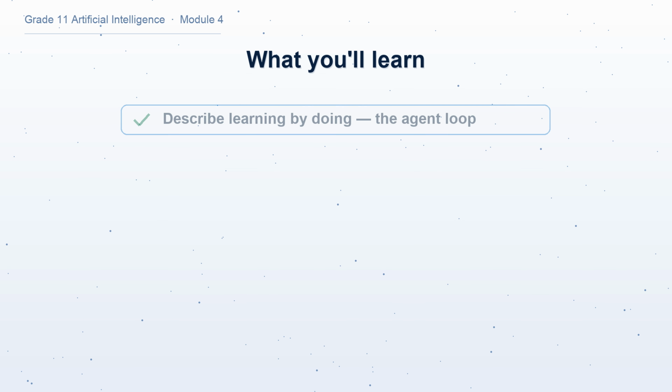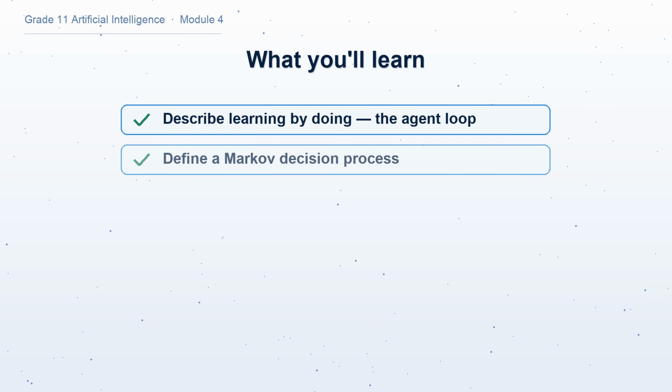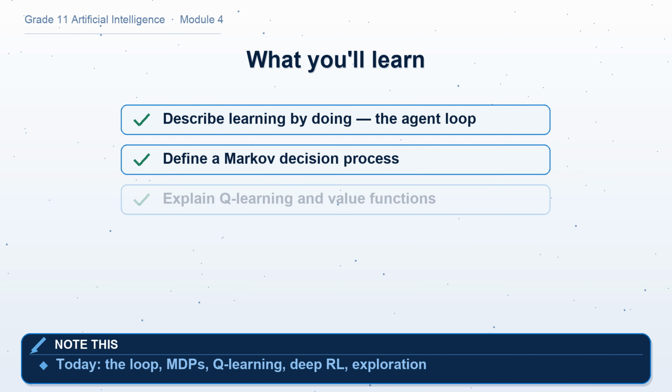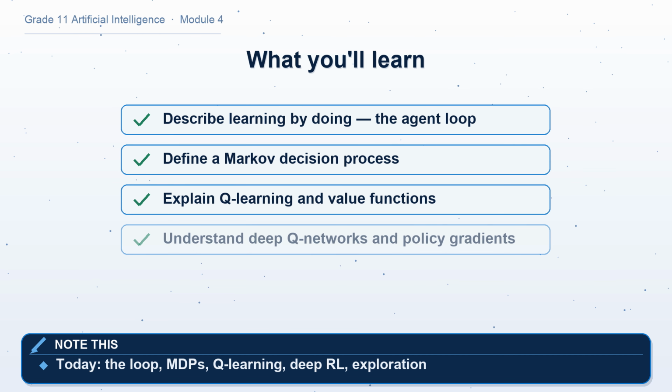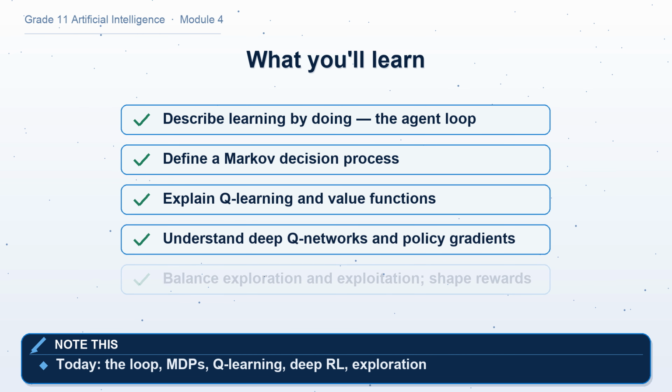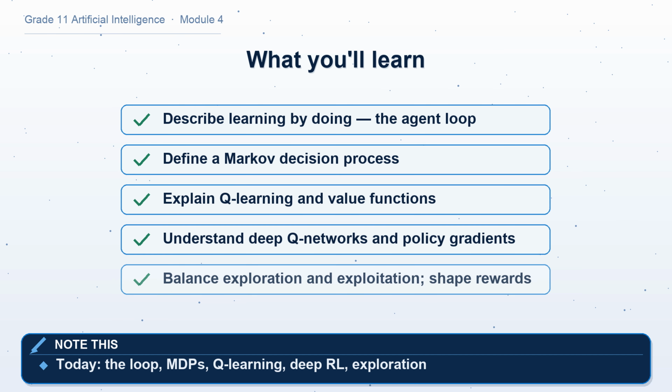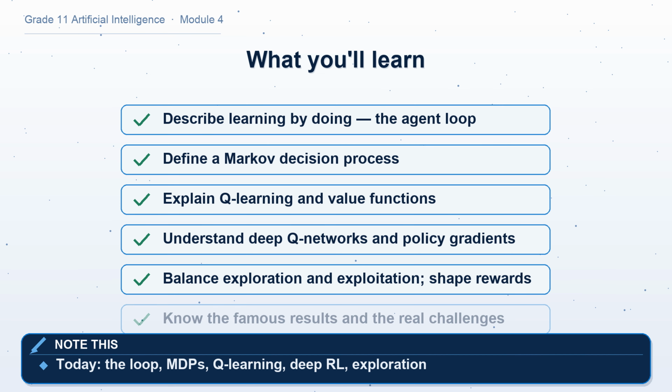Here is our plan for the lesson. We'll begin with learning by doing, the agent environment loop. Then we'll define a Markov decision process and learn how Q-learning estimates the value of actions. We'll add neural networks to build deep Q networks and meet policy gradient methods. We'll see why an agent must balance exploration against exploitation and finish with the famous results and the hard challenges that remain.